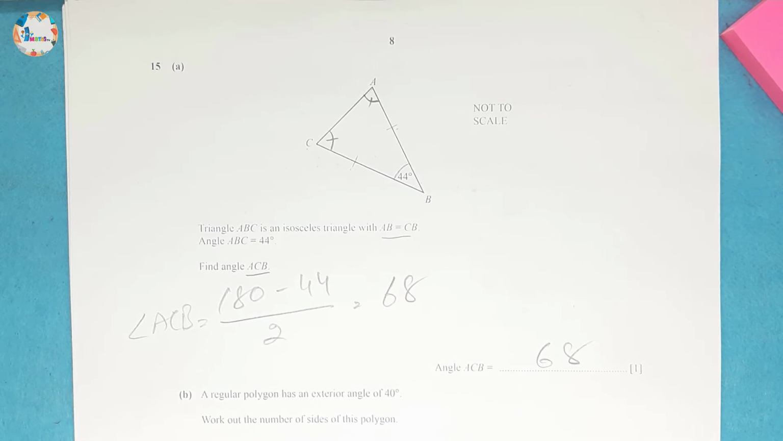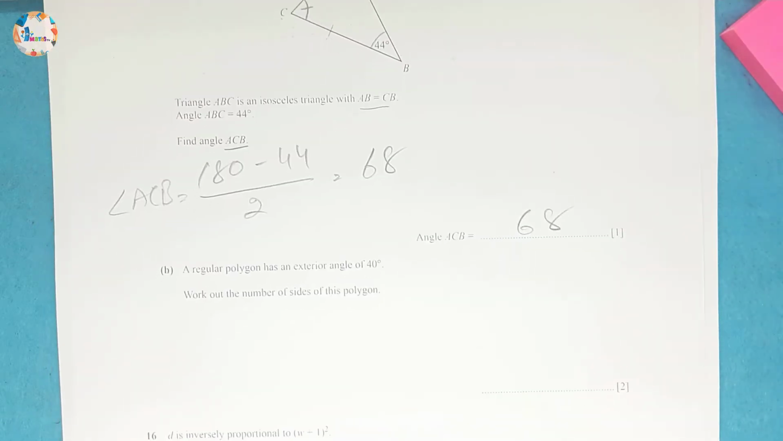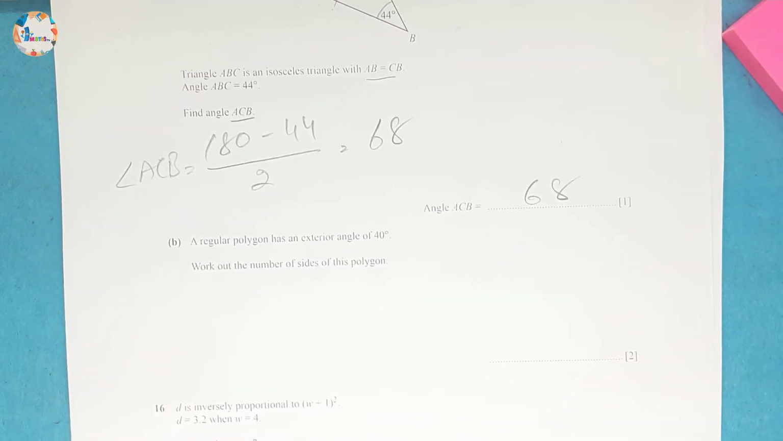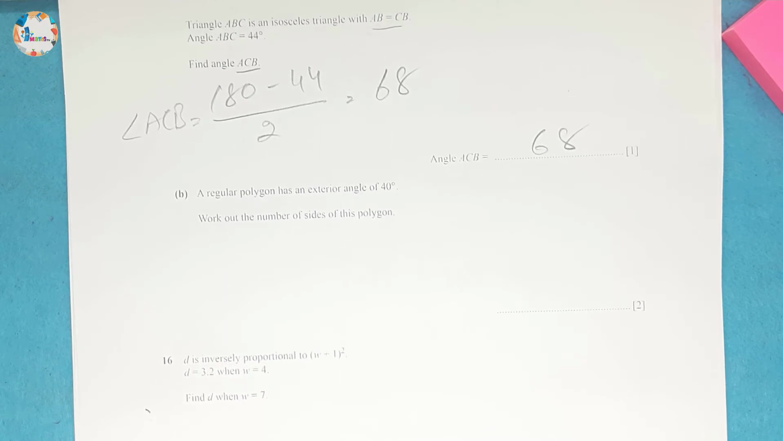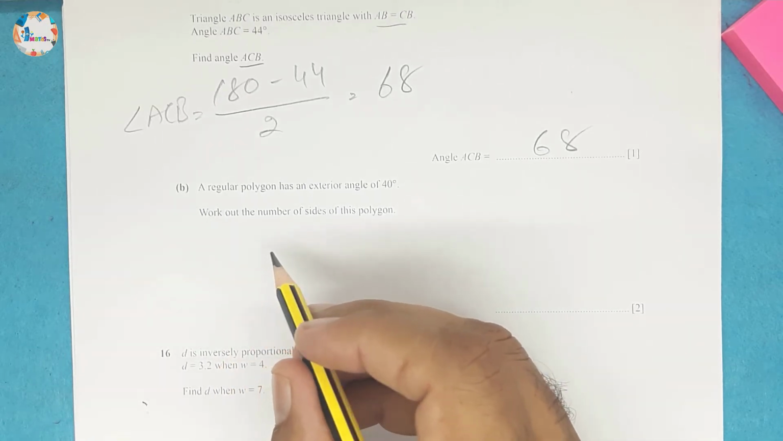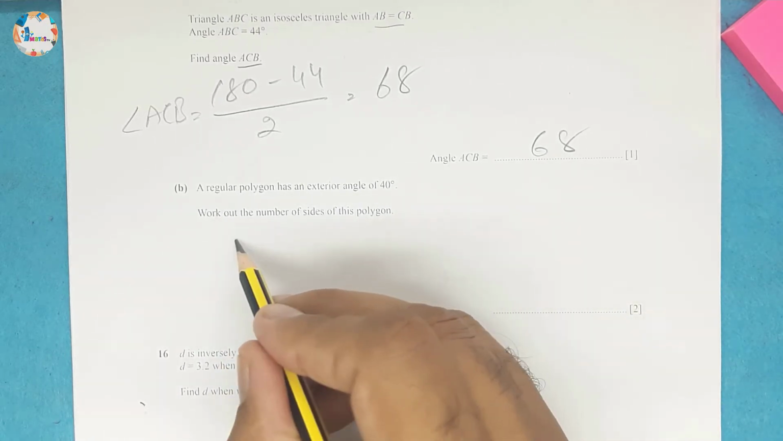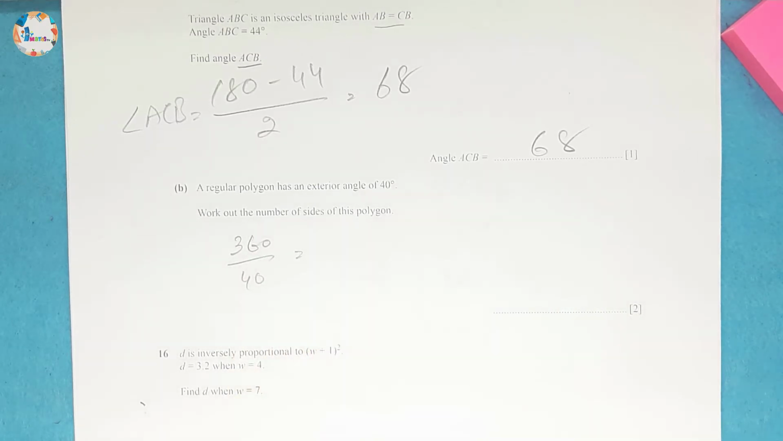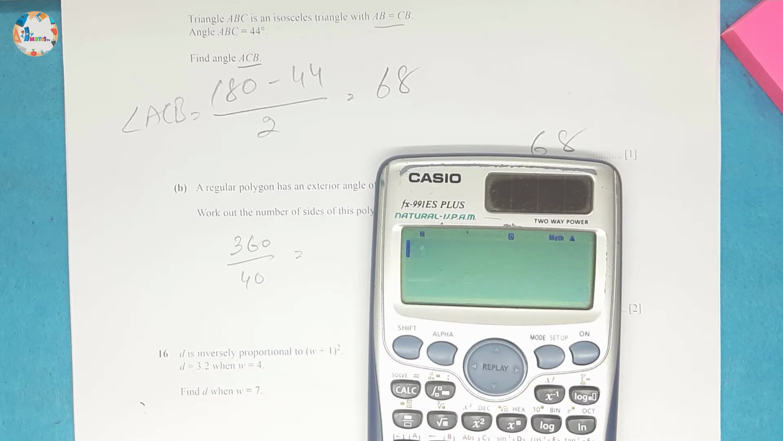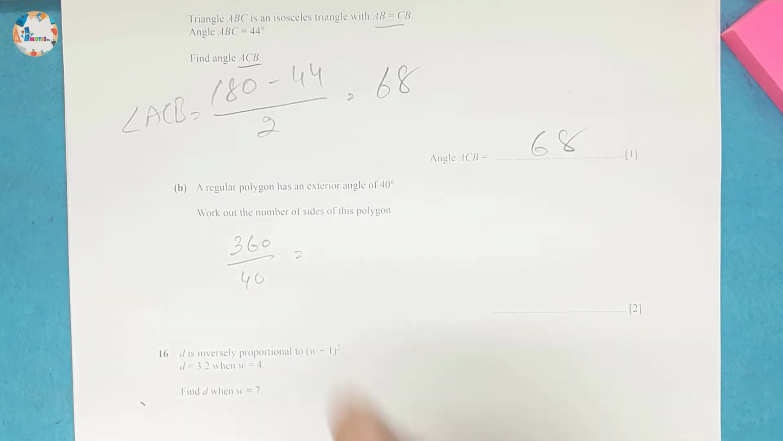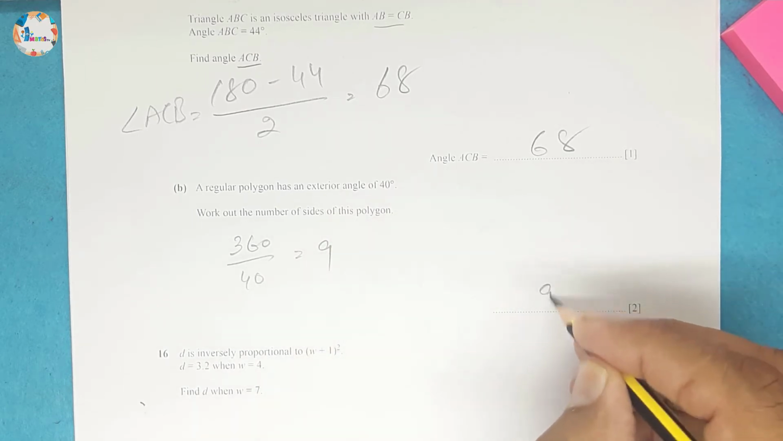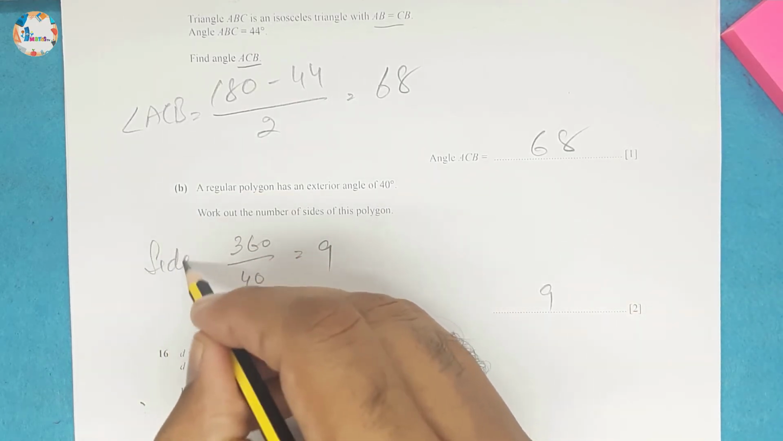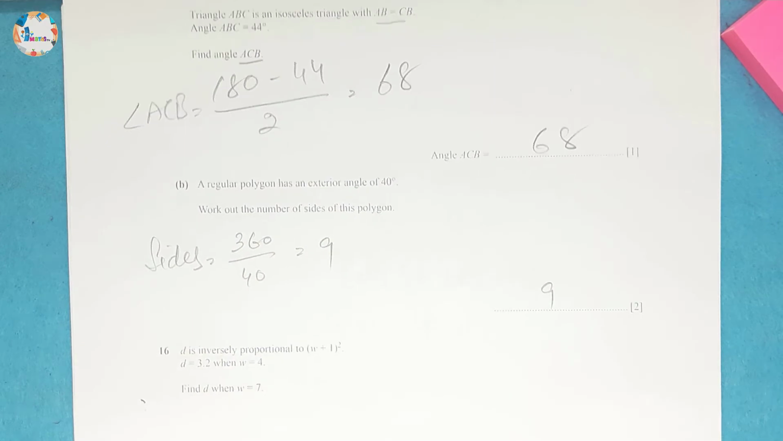A regular polygon has an exterior angle of 40. So we need the number of sides basically. So 360 divided by the exterior angle, 360 divided by 40, will be equal to 9. So number of sides will be 9. So we can write here sides is equal to this one.